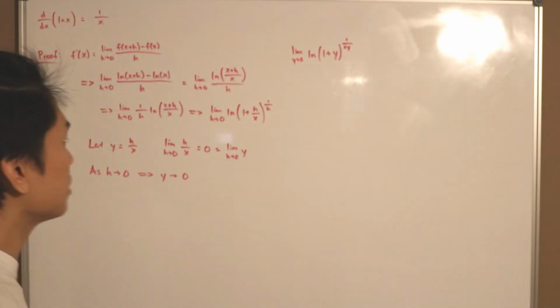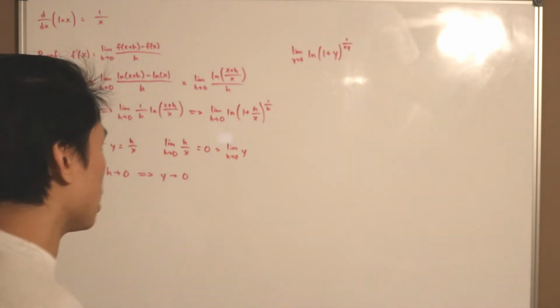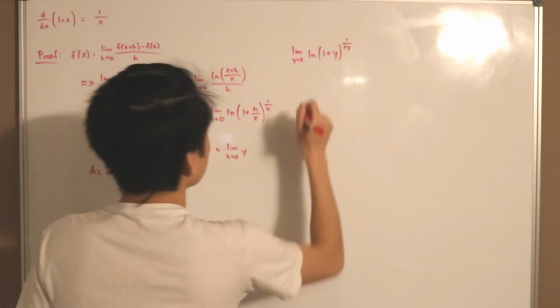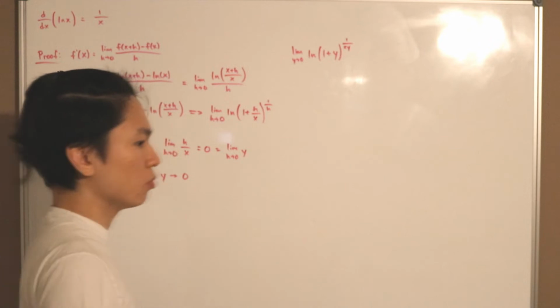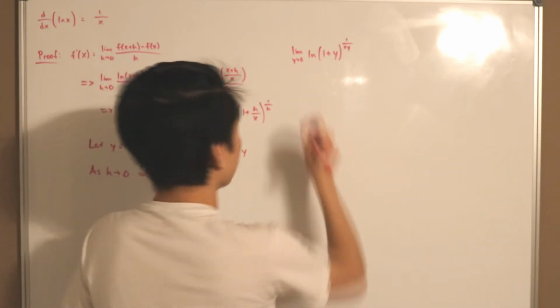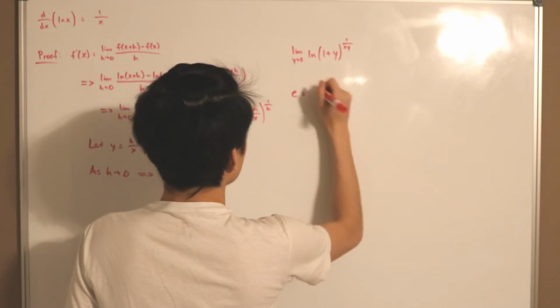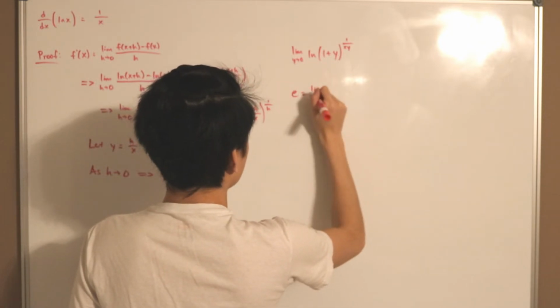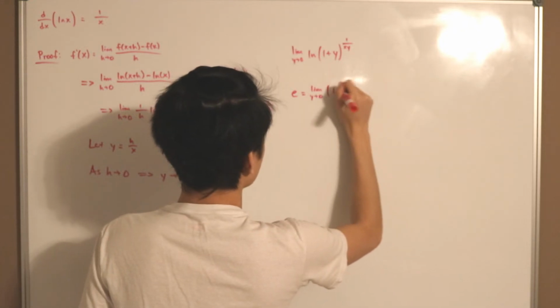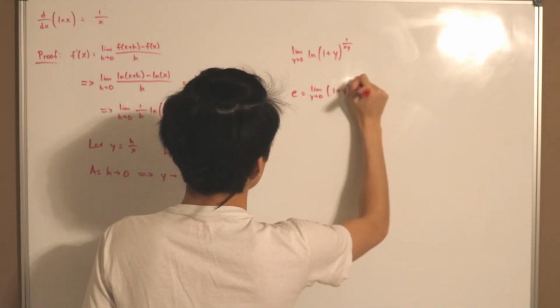And then another fact we need to establish is that we're going to be using Euler's constant, and Euler's constant is defined in terms of limits as e equals the limit as y approaches 0 of 1 plus y, raised to 1 over y.